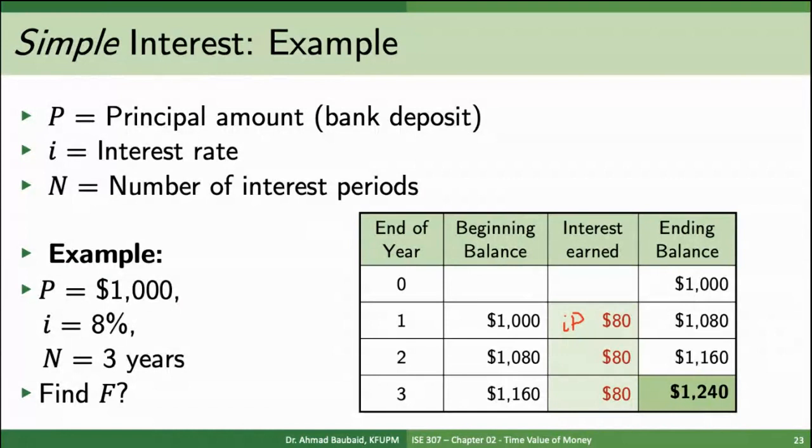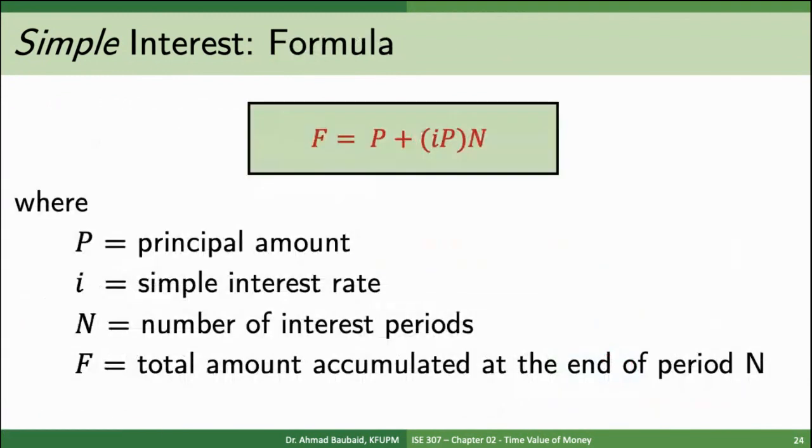In order to put this in a formula, we said that we have iP in every time period. But then how many time periods do we have? We have n time periods. And so the formula is going to look like this. The future value of the money, which is this final value in the table, is going to be equal to the principal, which is the initial investment that you make, plus this extra interest that is earned. So this here is the total interest that is earned over n time periods. You can see it's iP, the fixed amount, times n, where n is the number of time periods. Very straightforward.